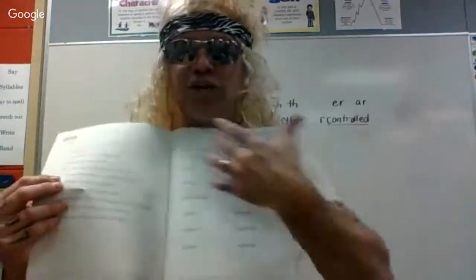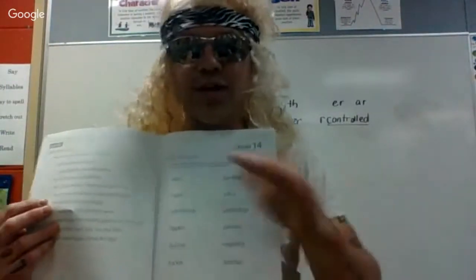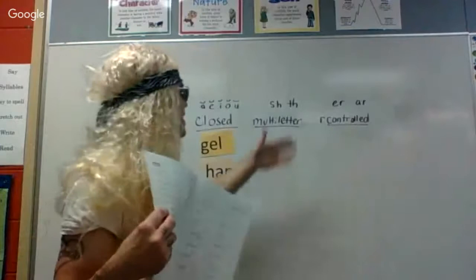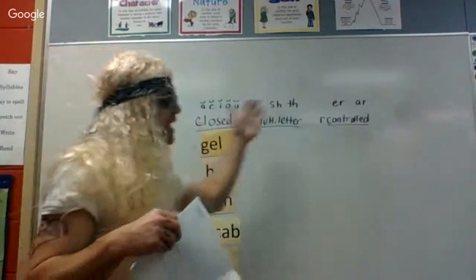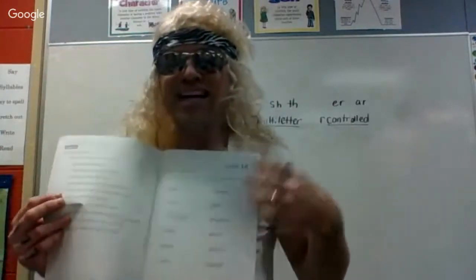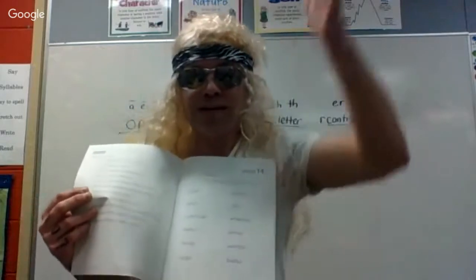So here's what you're going to do on this page, Lesson 14. You're going to take all these words. You've got a lot to do. You're going to underline any phonograms that go together, any R-controlled phonograms that go together, any multi-letter phonograms that go together. What you're going to do is try to split the word into its syllables.